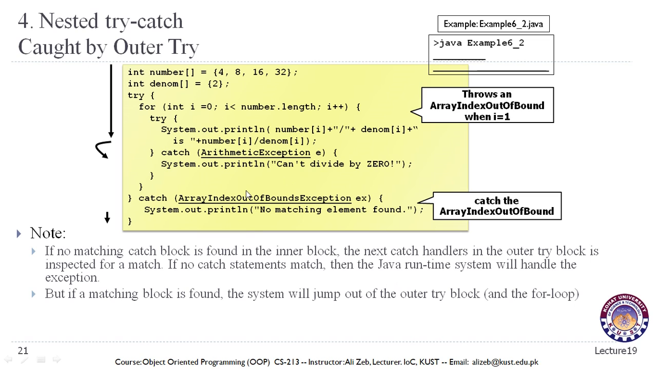Now, when I is equal to 1, this program terminates because the size of this array is 1, so there will be no second element in this array, and we cannot divide it by any element in the denom array.